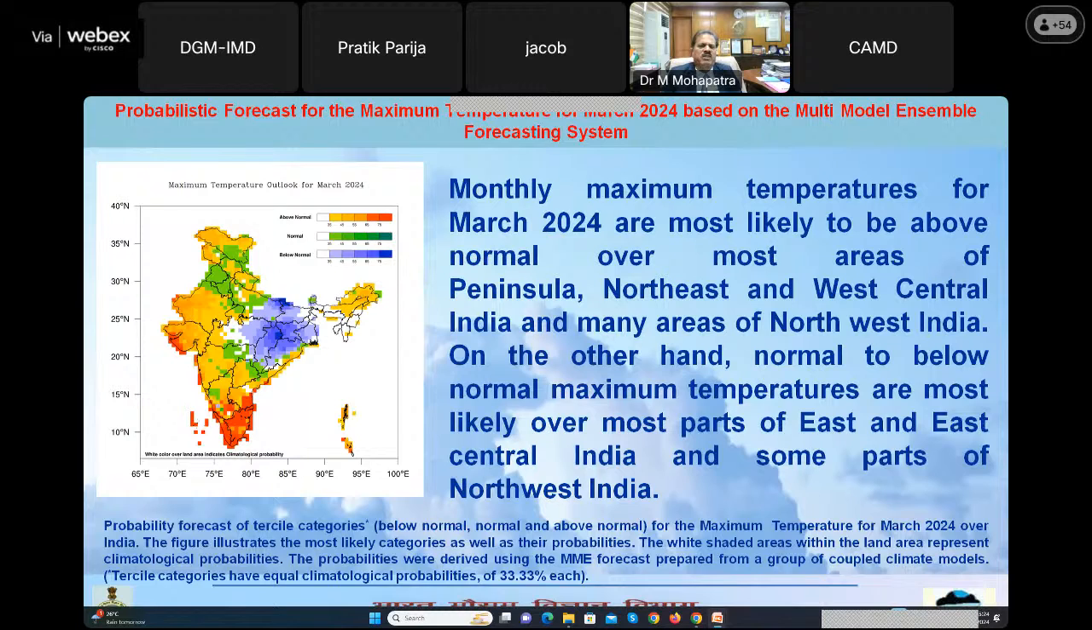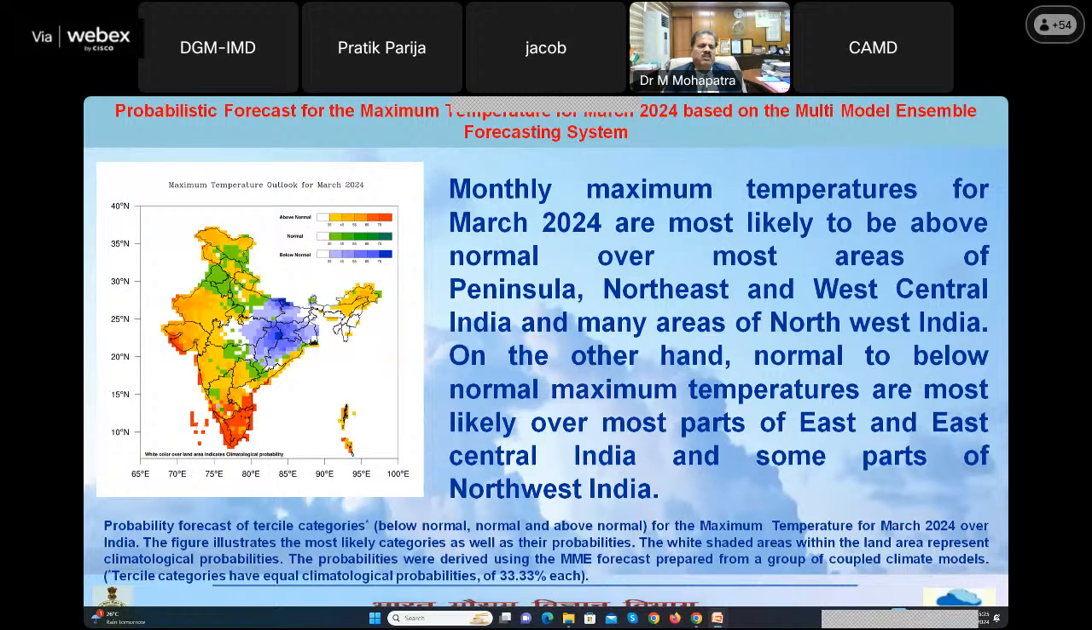Now, if I look at maximum temperature outlook for the month of March only, the previous one was March to May. This is the maximum temperature outlook for March only. It shows that the southern peninsula will have the possibility of above normal maximum temperature, and also the west central India, including Gujarat. And higher probability of the maximum temperature becoming above normal is over the Tamil Nadu, South Central Karnataka, coastal Andhra Pradesh, and Saurashtra Kutch coastal areas along with the west coast. Now, if I look at the eastern part and northern parts of the country, normal to below normal maximum temperature is expected in the month of March.